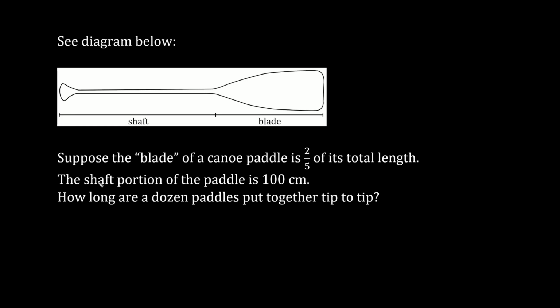Let's try one more. Suppose the blade of a canoe paddle is 2/5 of its total length. So this is called a blade. This here is 2 out of 5 of this entire length. And let's call this x. So this is x, the entire length of the paddle. The shaft portion is 100 centimeters. So this is 100 centimeters. And this is the leftover.